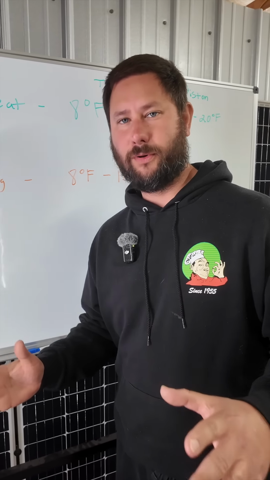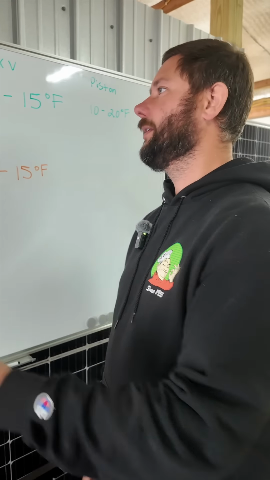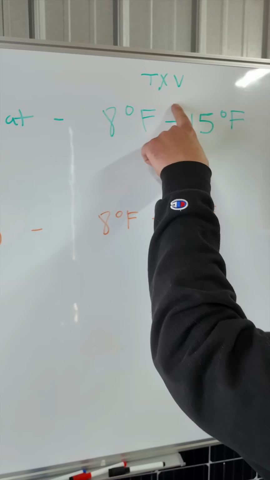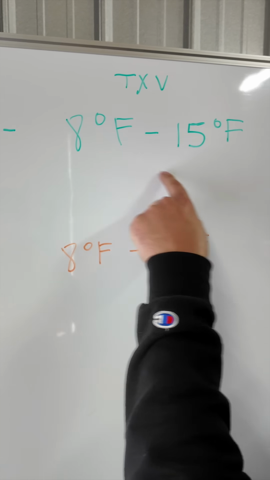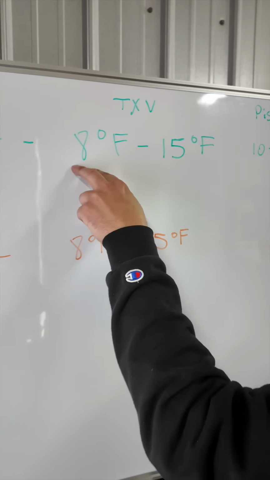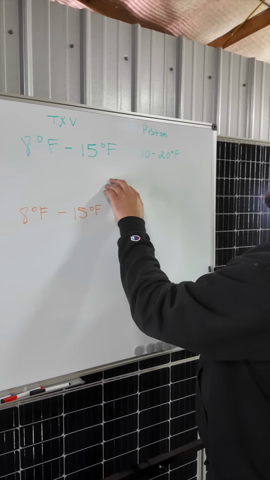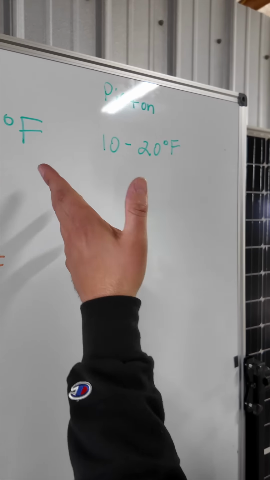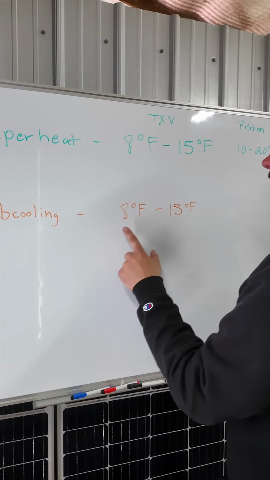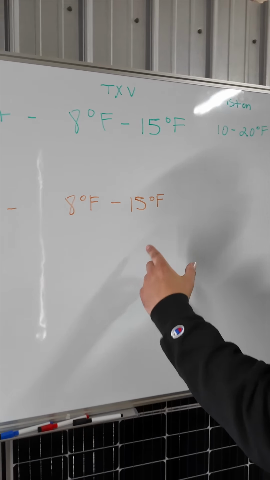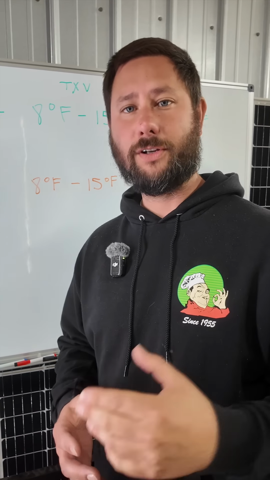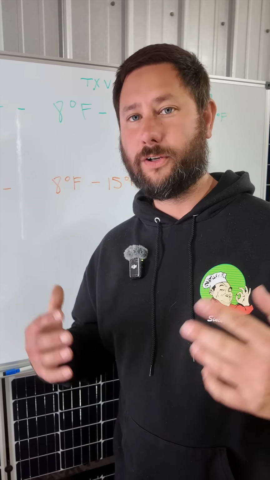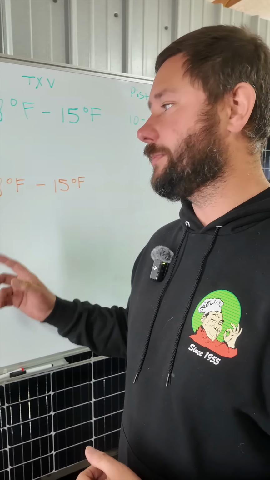What are normal numbers for superheat and subcooling? Superheat for TXV, I like to see 8 degrees to 15 degrees. Nothing lower than 8 degrees, you get into liquid flood back. Piston, 10 to 20 degrees superheat. Subcooling, 8 to 15 degrees. These are normal numbers. This is what I see in the field. You want to make sure you check with the manufacturer though. There could be a design subcooling, especially on the data plate for the unit you're working on.